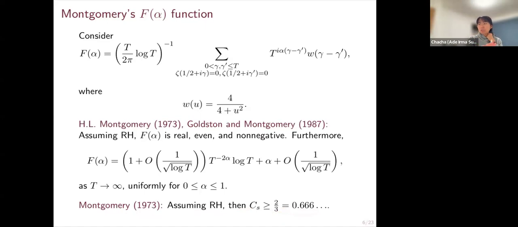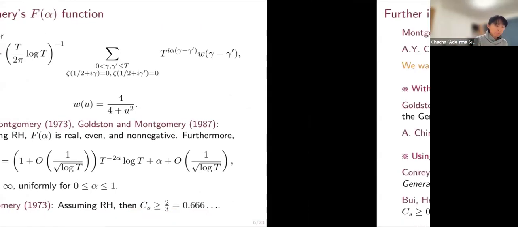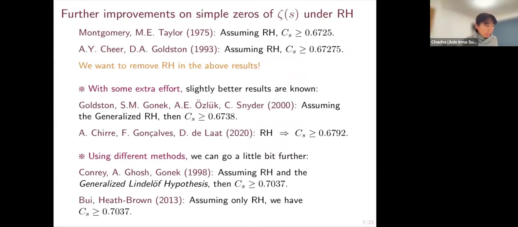And if you assume some additional conditions, then you can actually also get almost all zeros are simple, but I won't talk about that now. Okay, so anyhow, going back to Montgomery's result, you can improve on this a little bit. If you optimize the kernel that he used, I will talk about that in much detail in the proof later, then you can go a little bit beyond 67%. So, well, we're happy that we improve on that.